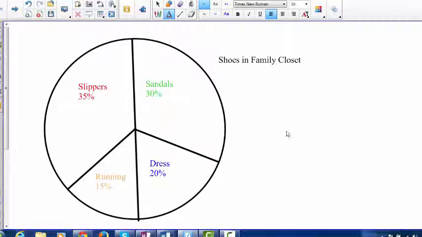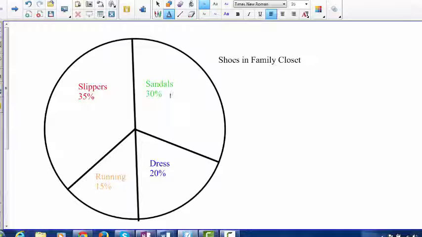If you look at this one, it represents shoes in a family closet. So the sandals 30%, the dress shoes 20%, running shoes 15%, and slippers 35%. They are all under the category of the shoes of a family. So it's like representing one whole. They are not different families. They are not shoes and other dress. No, it's only shoes in one family closet that represent one whole.